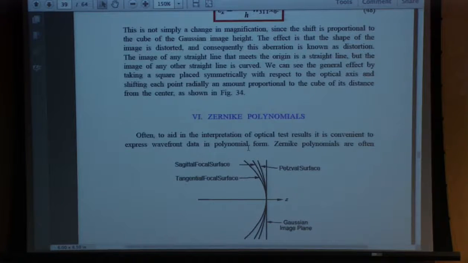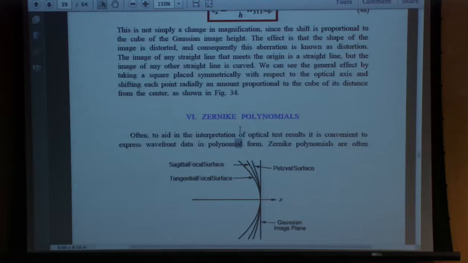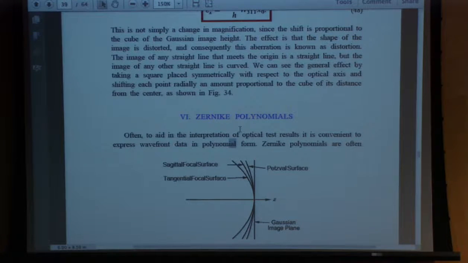Okay, so those were the Seidel aberrations, which I'm sure you've seen a few times before, and we'll see a few more times. Next, we'll talk about Zernikes.